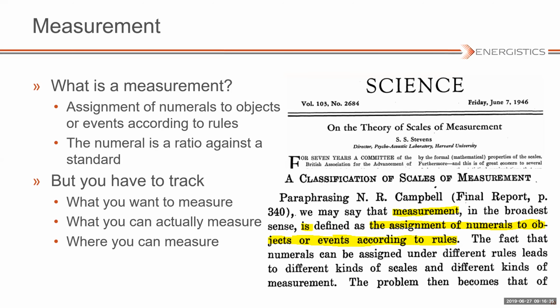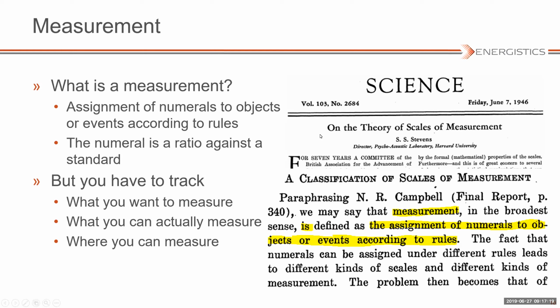But the difficult part with measurements is what you really need to keep track of: what is the thing you're trying to measure, then what can you actually measure if you can't measure the thing you want to measure? And then, of course, where can you make a measurement? We can think of lots of simple examples. You can't measure the temperature of the sun because you can't put a thermometer in the sun, but you can measure the amount of heat that it produces on the earth, and using physics calculate what the temperature of the sun is, but you can't directly measure it.